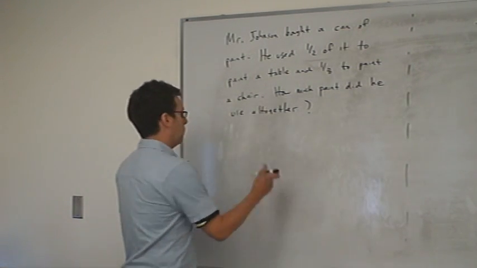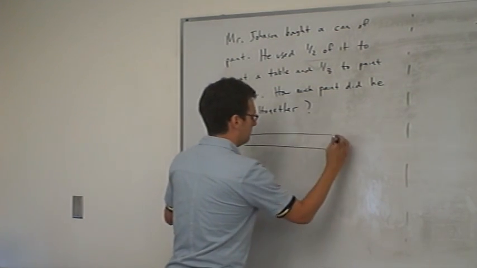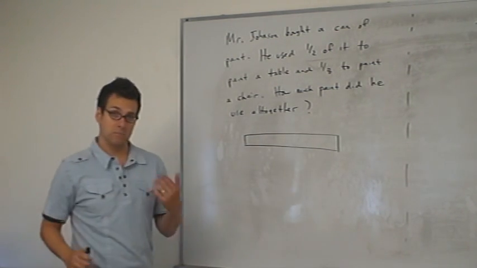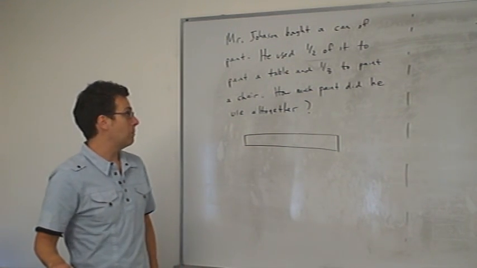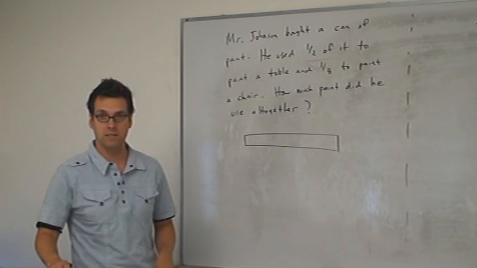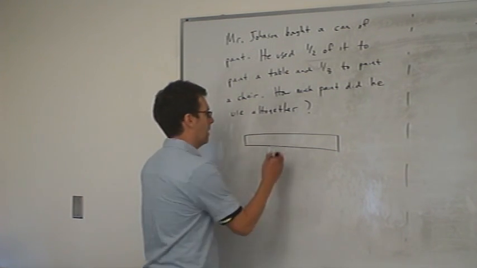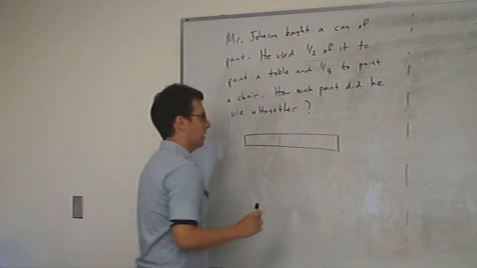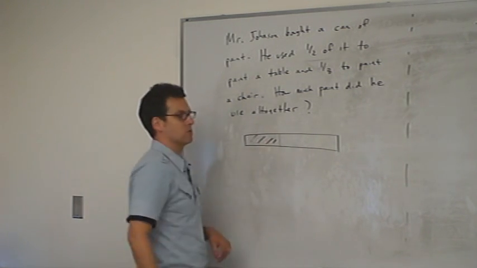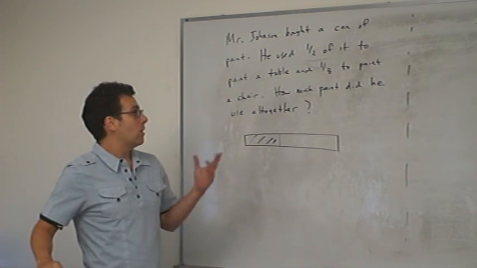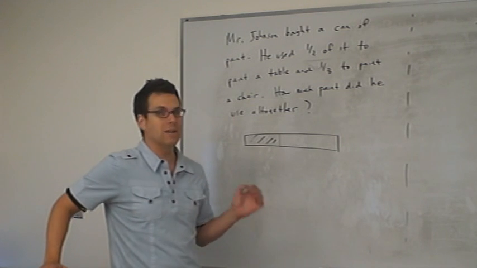So, as we start all of our problems, we simply draw a bar. And this bar represents Mr. Johnson's can of paint. In the second sentence of this problem, it reads he used half of it to paint a table. So all we need to do is represent the fraction 1/2, and we all know how to do that at this point. We simply cut our entire bar into 2 equal pieces, and perhaps we shade one of those pieces to represent 1/2. We are also told that Mr. Johnson used 1/8 of the can to paint a chair.